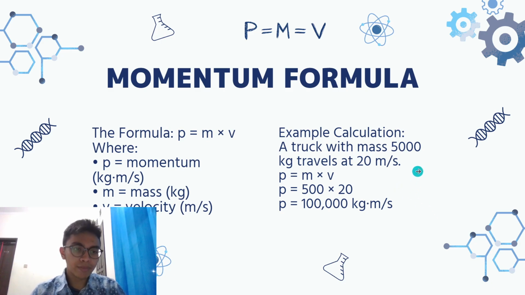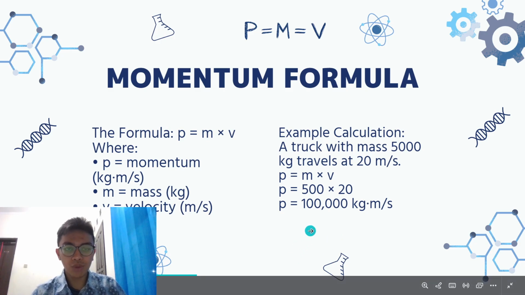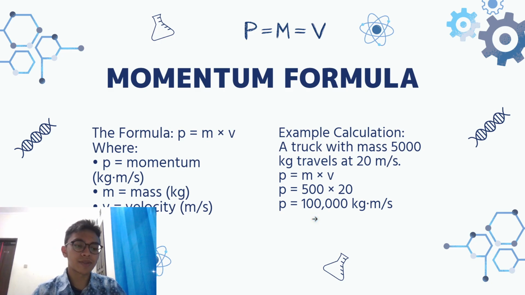A truck with a mass of 5,000 kilograms travels at 20 meters per second. We can use the formula P equals m times v. The mass is 5,000 kilograms, so we input that, times 20, the velocity, and it becomes 100,000 kilogram meter per second. That's a simple formula, right?